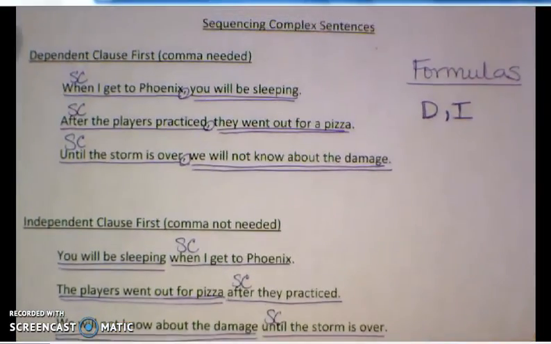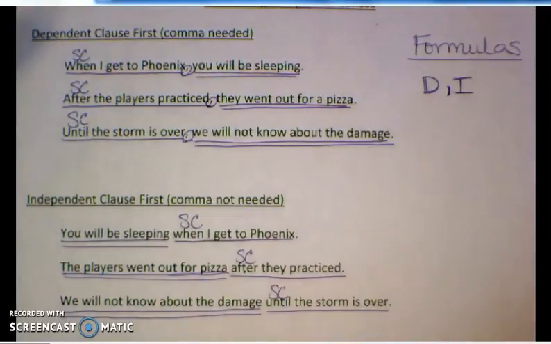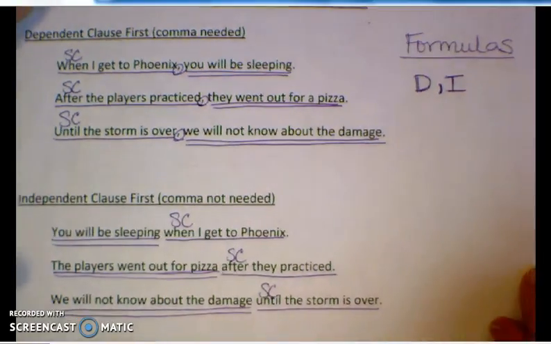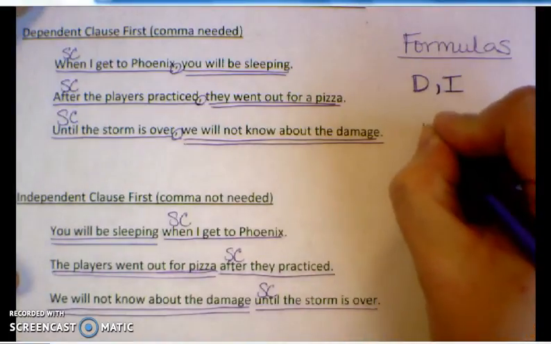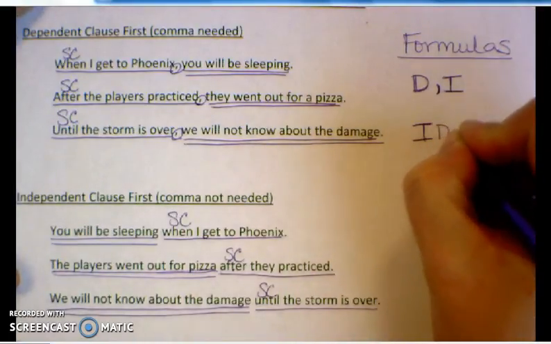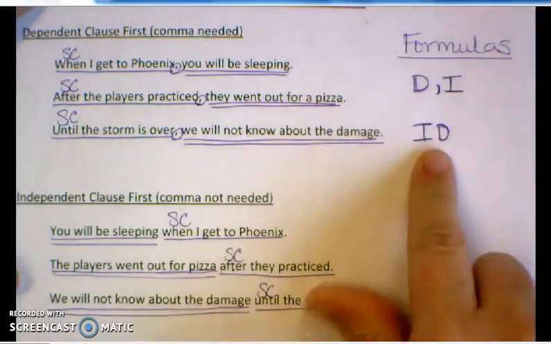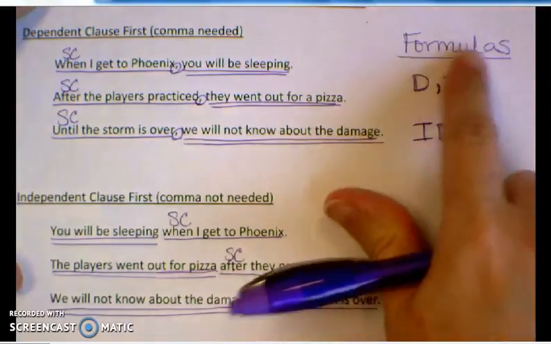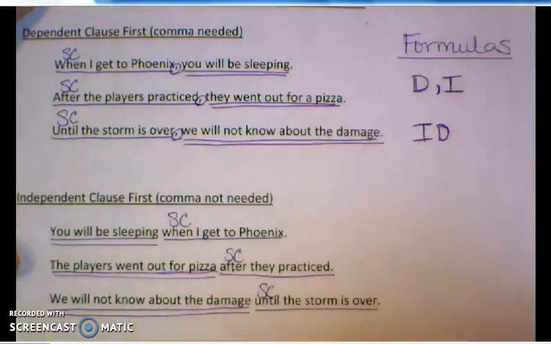So these are complex sentences, an independent clause and a dependent clause. Depending on the order, you might need a comma or not. So the other formula is the I first, followed by the D, no comma needed. These formulas you will need on your practice sheet.